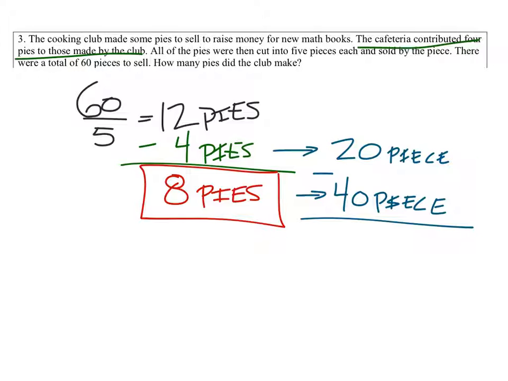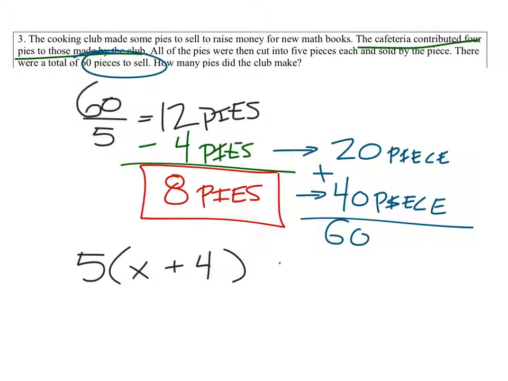Well, 20 plus 40 would have given us 60 pieces, which is how many pieces they told us there were to sell in the first place. So that is good. Alright, the equation would be something like this. It was 5 pieces for every pie. Well, we had the number of pies from the club, which is X. And then in addition to that, we had the 4 pies from the cafeteria. And this gave us 60 pieces. So the equation should have looked something like this.